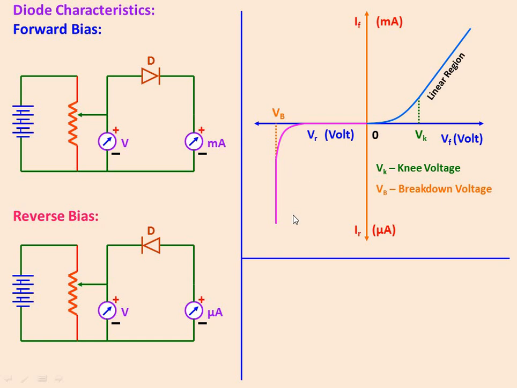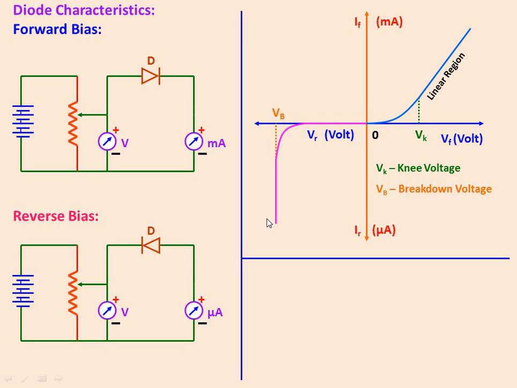When the resistance is more, current obviously will be 0, and the current flow through this particular circuit is almost 0. However, due to the minority charge carriers, as I told you earlier, in the reverse bias condition a very little amount of current will flow, in the order of microamperes, which you can notice here. And this current is called the reverse current. As the reverse voltage is increased from 0, the reverse current quickly rises to its maximum or saturation value.